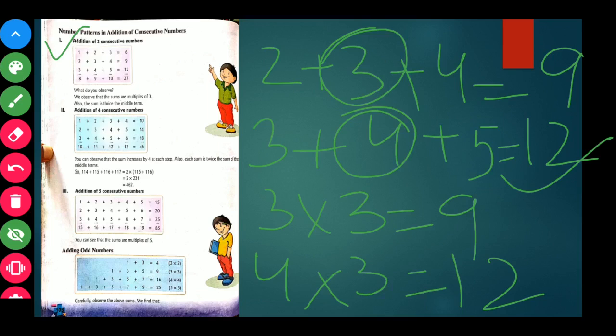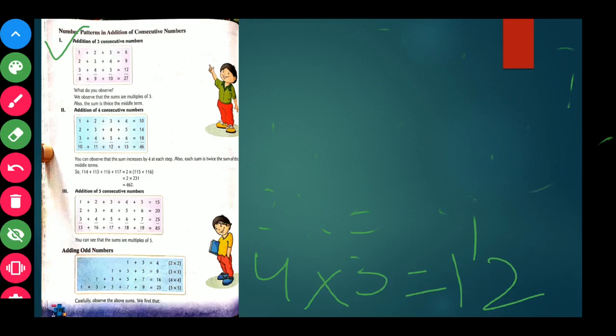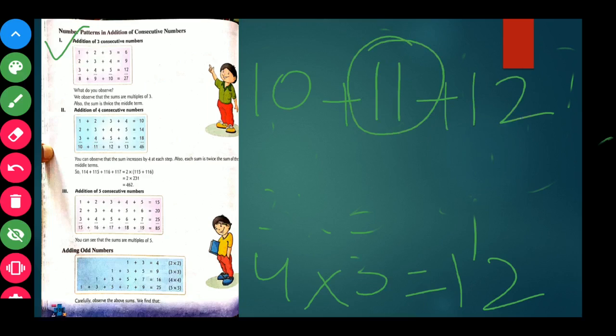Let us find out. Suppose we take any other number, 10. So the next consecutive numbers will be 11 and then 12. So what will be the sum of these? Multiply this middle term by 3. You will get 33. So you can see the addition also is coming 33.